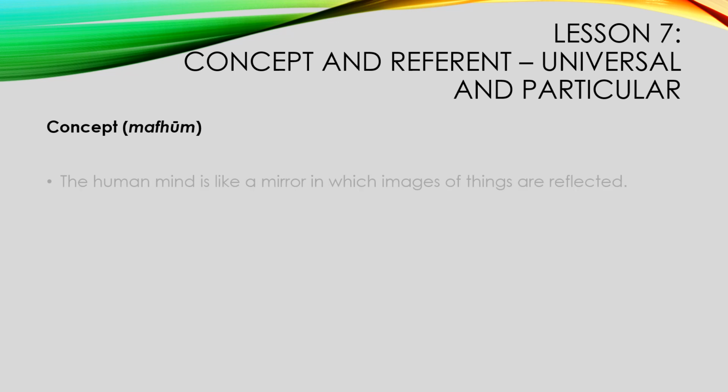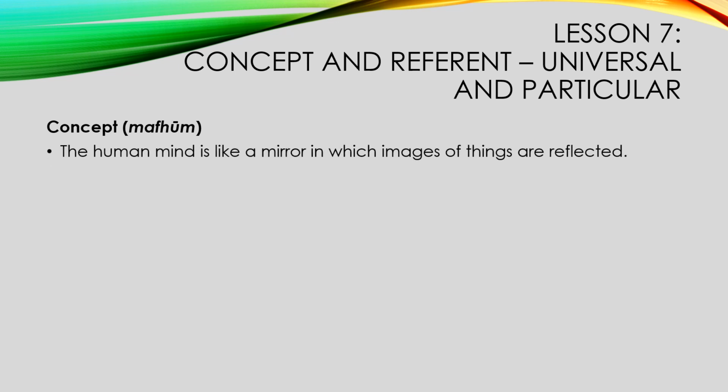Concept or mafhūm. As we observe, the human mind is like a mirror in which images of things are reflected. At this very moment, this is being done as far as our respective minds are concerned. This is the way man learns about things, wherein images of things are reflected in our mind.